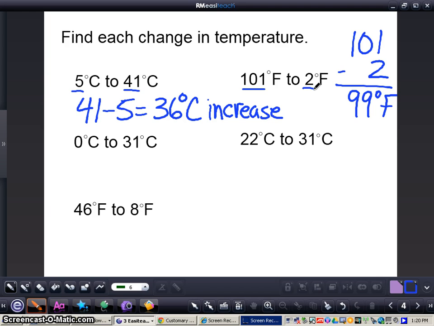Okay, let's take a look at another one here. Let's say I go from 0 degrees Celsius to 31 degrees Celsius. This is pretty simple here. 0 to 31, probably don't even have to write it out. That's a 31 degree Celsius. That's an increase.